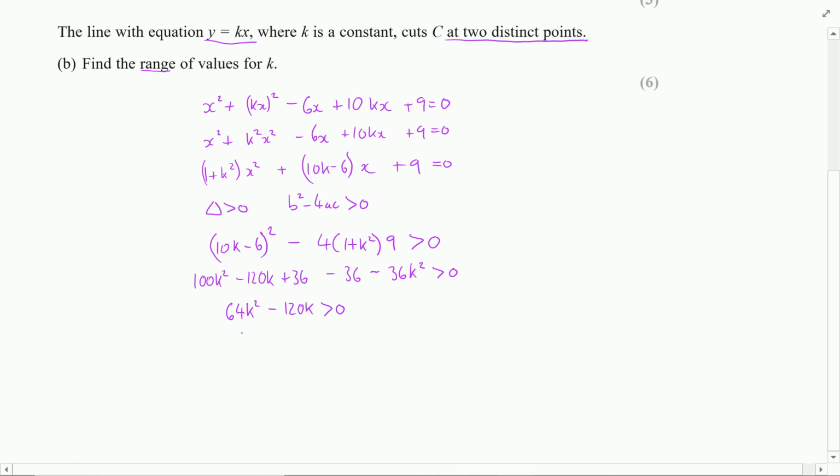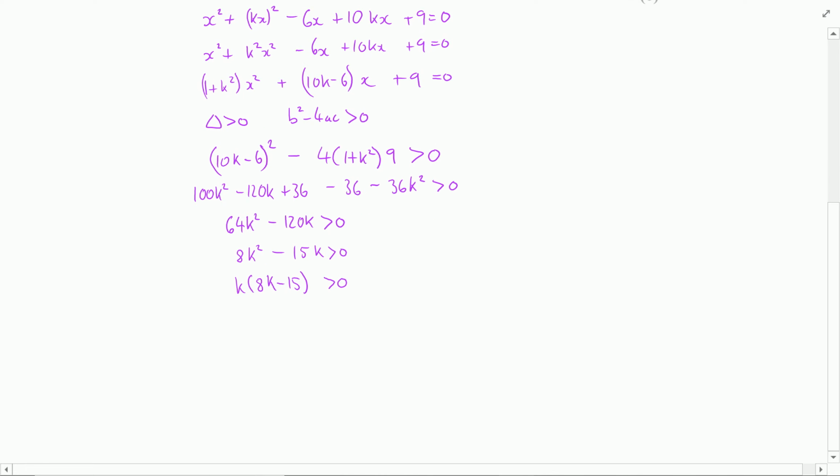I can see both of these divide by 8. That would give me 8k squared minus 15k is greater than 0. And factorizing that is going to give me k lots of 8k minus 15, which is greater than 0. Now I like drawing graphs at this point because it allows me to see the solutions really clearly. So the graph would go through here at k is 0, and it would go through here at 15 over 8.